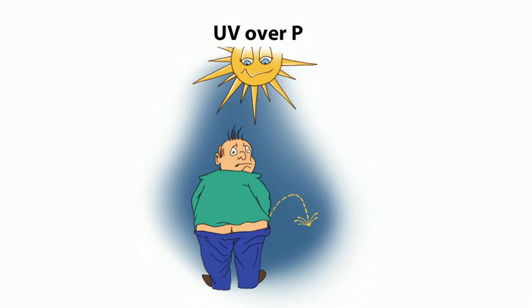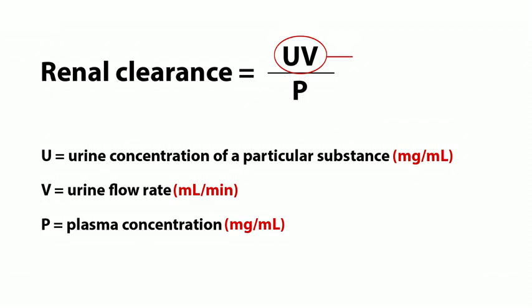UV over P. U is the urine concentration of a particular substance, V is the urine flow rate, and then P is the plasma concentration. So UV over P is the urine concentration times the flow rate divided by the plasma concentration. In the first part of that equation, urine concentration times the flow rate, or UV, that's also referred to as the excretion rate. How much of a substance is being excreted from the body per unit time? 100 milligrams per minute, for instance. Pay attention to the units. Milligrams per minute. Amount per unit time. Then if UV is the excretion rate, and you divide that by the plasma concentration, that's clearance.